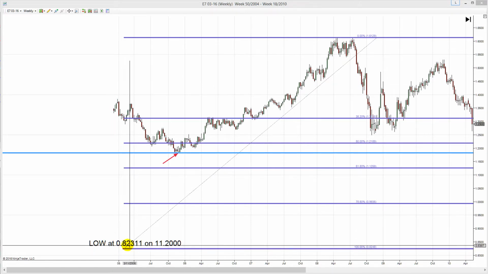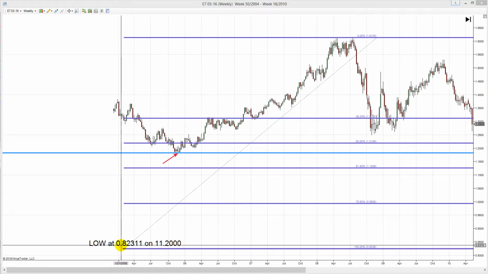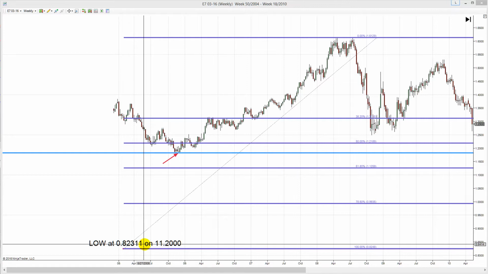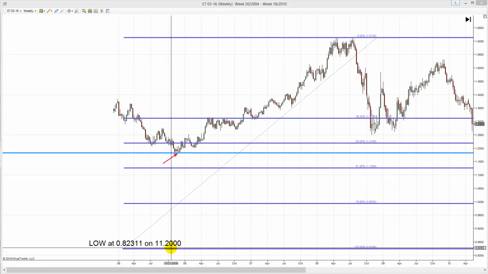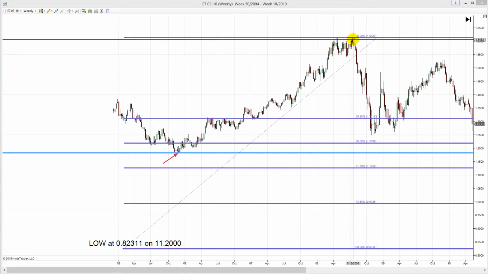The low was made in March 2000, when it started to trade Euro, and the low was 0.82311 on that day. And what we have here, the high was established, again on a weekly chart, on the week of July 18, 2008. And since then, we started to decline.